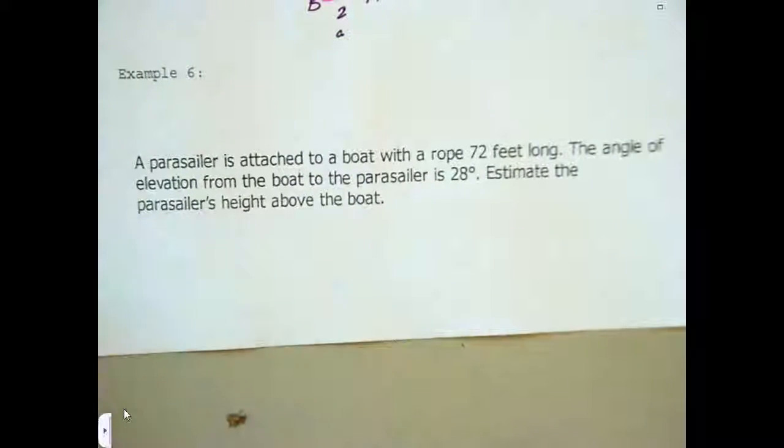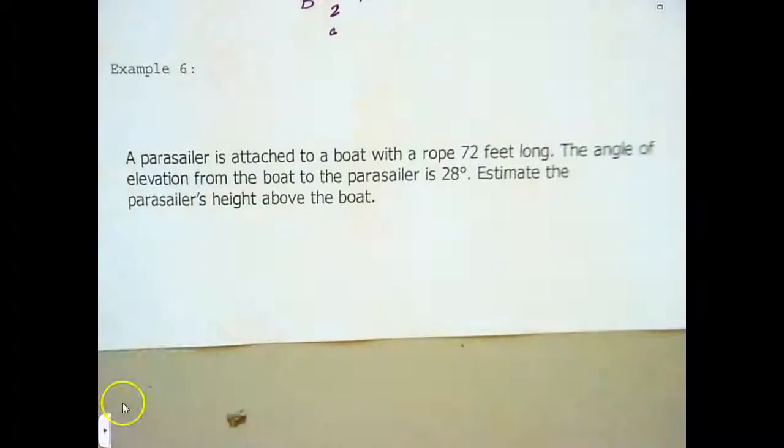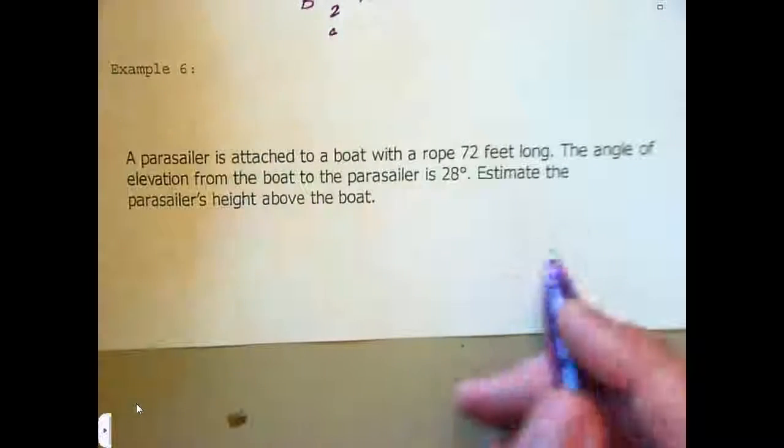Very good. How many are done with number 6? Compare with your neighbor real quick, please. A parasailer is attached to a boat with a rope 72 feet long.